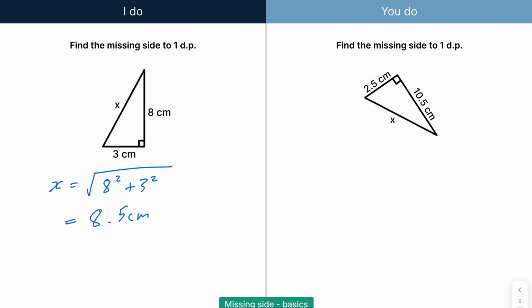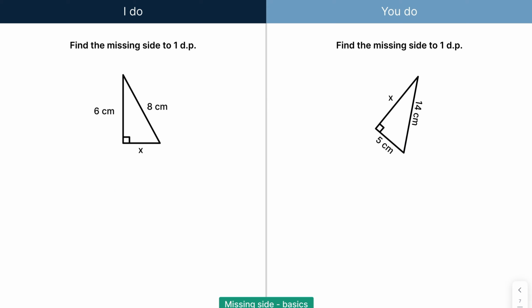Now, hopefully you've pressed pause and I've got the example on the right. So again, here, you're finding the longest side. To find the longest side, you put a square root in, and then you square the other two sides and add them together. If I type that in, that'll be 2.5 squared plus 10.5 squared. That gives me 10.8 centimeters.